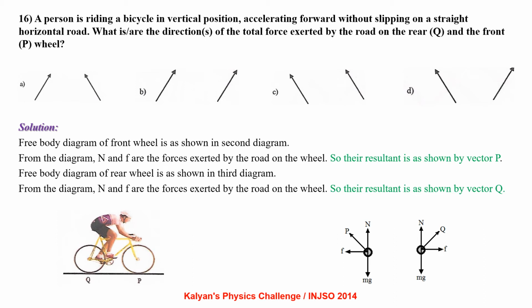The free body diagram of the front wheel is as shown in the second diagram. From the diagram, N and F are the forces exerted by the road on the wheel, so their resultant is as shown by the vector P. The free body diagram of the rear wheel is as shown in the third diagram. From the diagram, N and F are forces exerted by the road on the wheel, so their resultant is as shown by the vector Q.